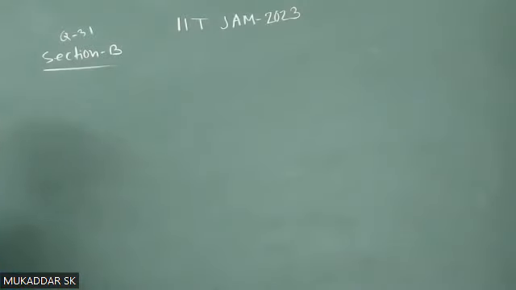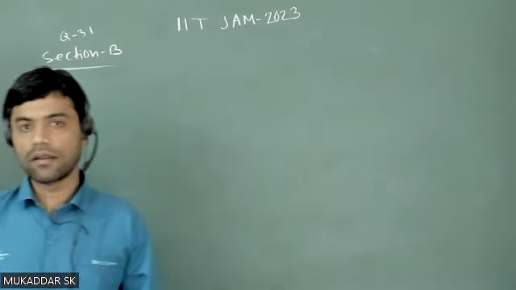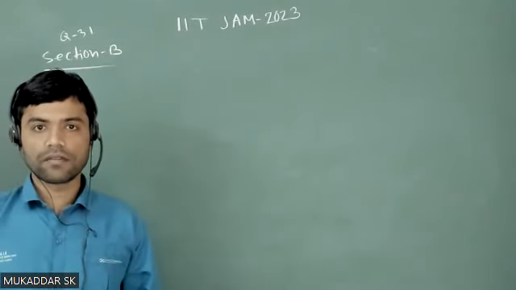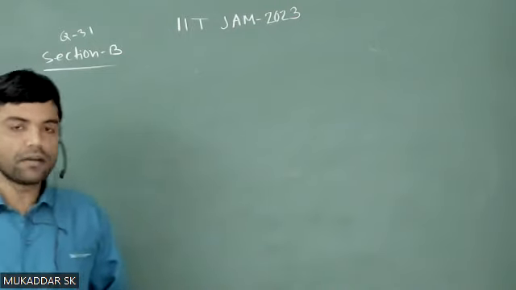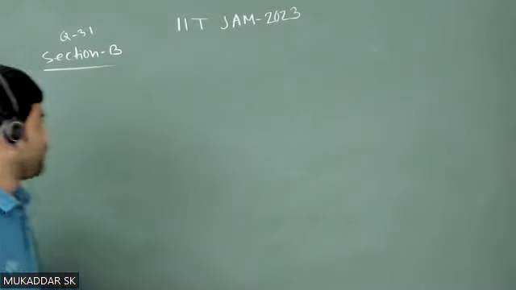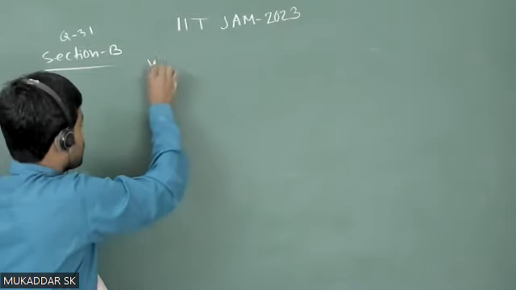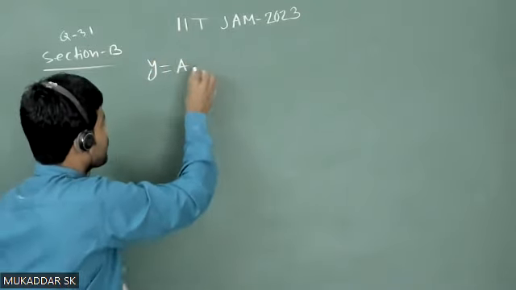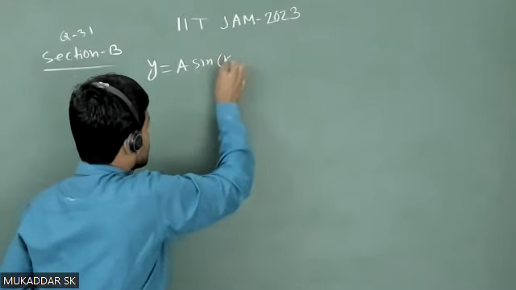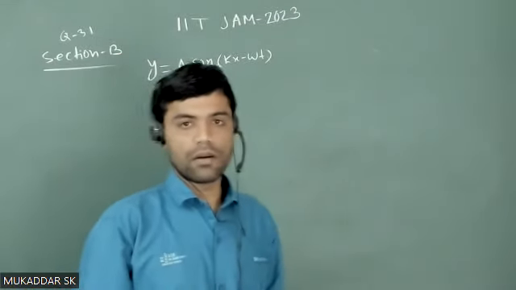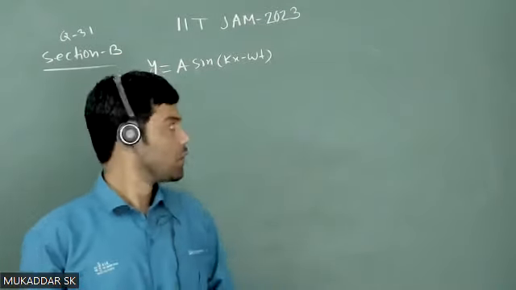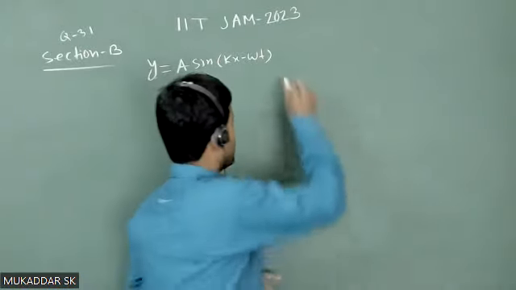Now, when this wave is traveling along the x direction, see the interesting thing here: they didn't mention whether the wave is traveling along the positive x direction or the negative x direction. They didn't specify it. So for this wave, I can represent the displacement like some amplitude a times sine of kx minus omega t. Since they didn't mention that it is traveling only along the positive or only along the negative x direction, I have to take both possibilities.